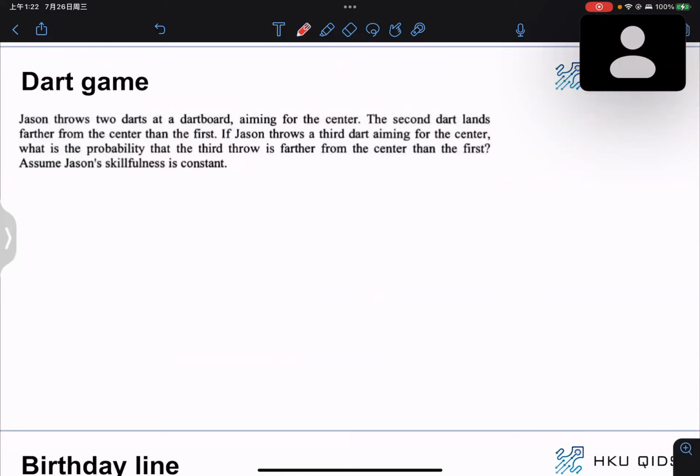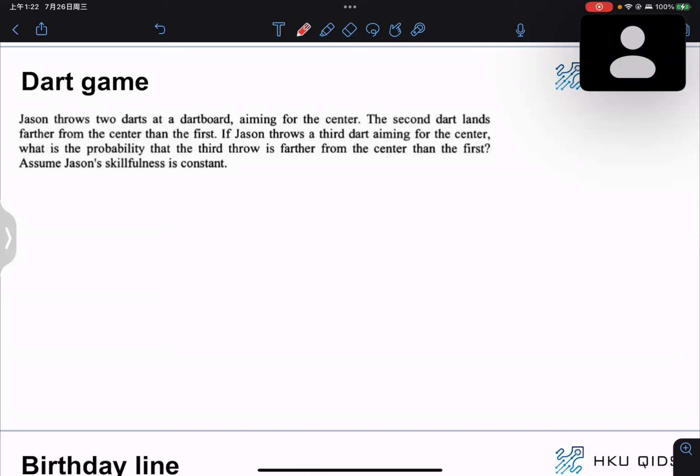I wonder if you haven't seen any American movies, where you can see the dot game is quite popular in American pubs or bars, right? So Jason throws 2 darts at a dartboard, aiming for the center. The second dart lands farther from the center than the first. So if Jason throws a 3rd dart aiming for the center, what's the probability that the 3rd throw is further from the center than the first? Assume Jason's skillfulness is constant, okay?